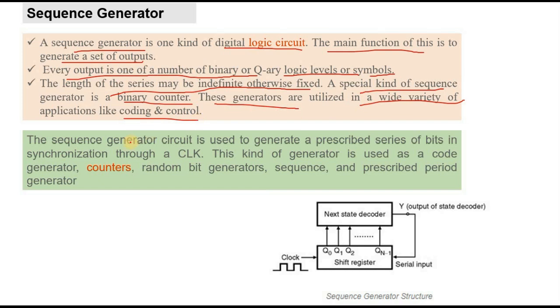A sequence generator circuit is used to generate the prescribed series of bits in synchronization with the clock. So first you need to keep in mind which sequence you have to generate. It depends upon the clock signal which is applied to the shift register. This kind of generator is used as a code generator, counter, random bit generator, and sequence and prescribed period generator. So this is the sequence generator structure: next state decoder and shift register, the clock signal is given to the shift register. The next state decoder will produce the serial input. So this is the architecture of a sequence generator.